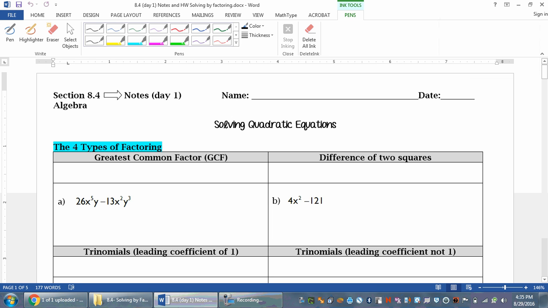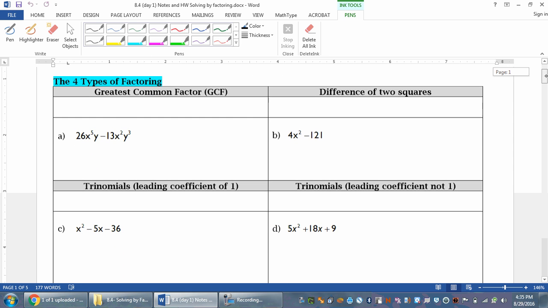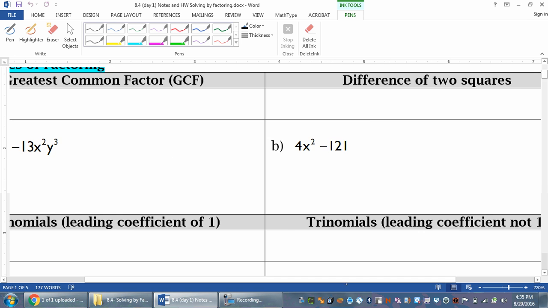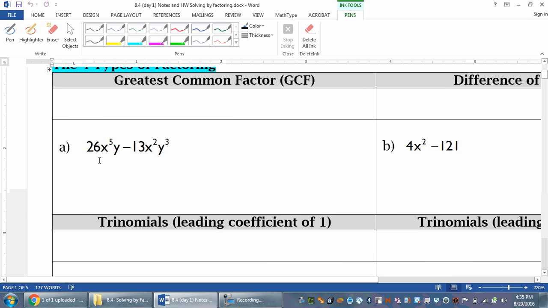We are going to start with 8.4, Day 1 notes, which is solving quadratic equations by factoring. Before we begin, though, let's go ahead and review how to factor from Unit 7. The first part we're going to do is factoring of the greatest common factor, factoring by the GCF. So let's go ahead and look at this first box, Part A.